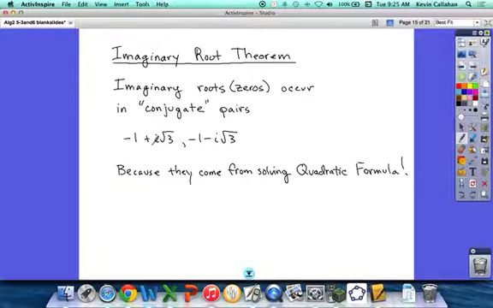When complex numbers, imaginary numbers, differ just by the sign in between, those are called conjugates. And we know there's no way we could get one of these as an answer without the other, because we know where it comes from. It comes from the quadratic formula. So when we're looking for how many imaginary zeros we should get, we know it's always an even number. Imaginary zeros always occur in pairs, so the number of imaginary zeros is always even.